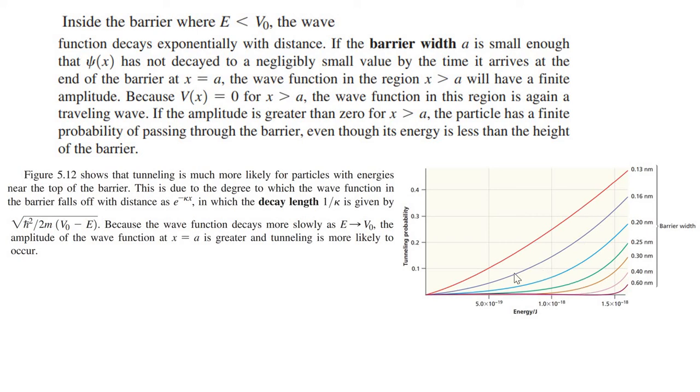Now what is the pattern? The tunneling probability increases with the energy of the particle, as I explained in this paragraph also, that as E goes higher and higher, then tunneling probability would be high, because the rate of decay inside the barrier would be low, right? The rate would be low.